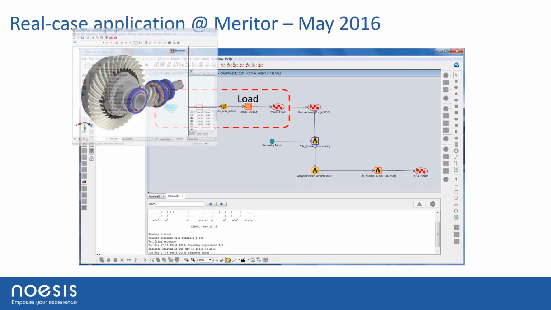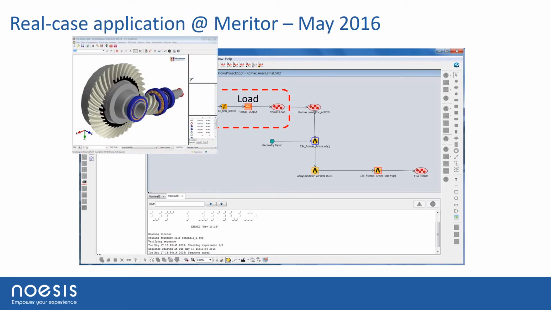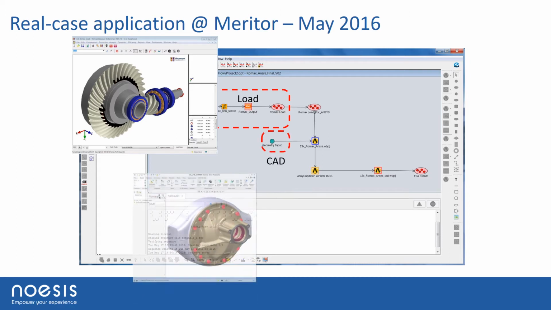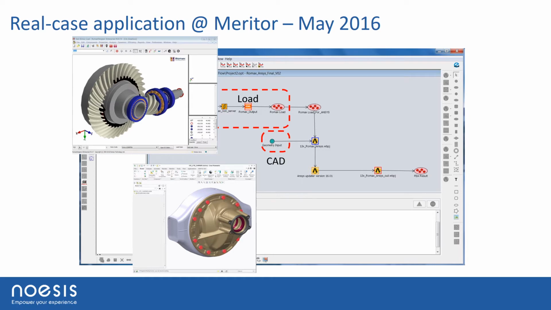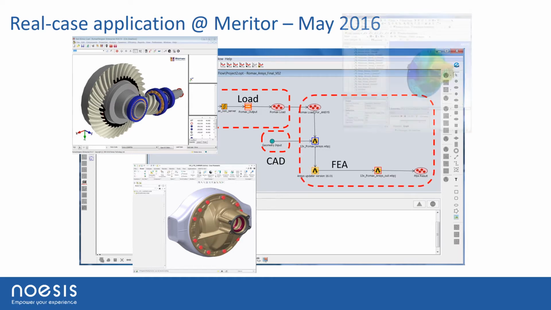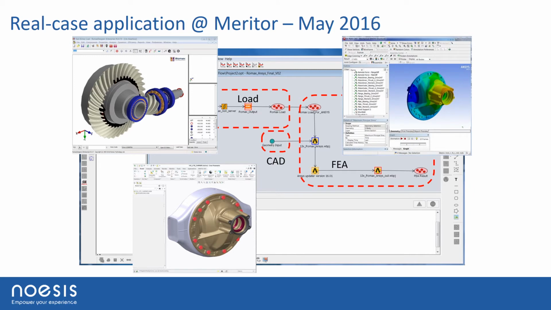So you see here we have the load that's coming from Romax, and then we'll have some geometrical input coming from the CAD that will go into Ansys, and here you have the FEA analysis using the load that it got from Romax and seeing what the geometry needs to be. So you can optimize your geometry also based on the load that you're getting from Romax. That's one example of something that can be done.